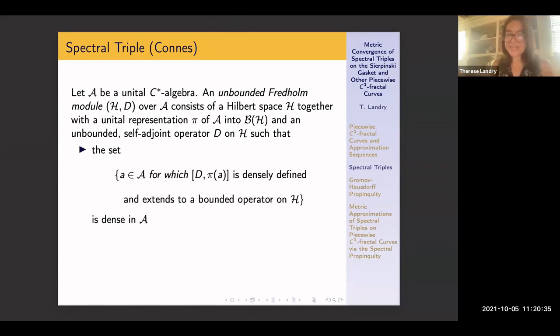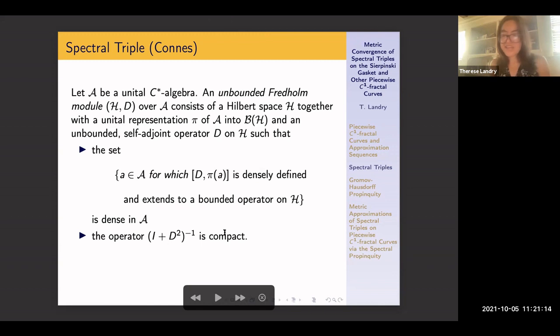With respect to that distinguished operator on the Hilbert space, the set of elements in the C-star algebra whose commutator with it is densely defined and extends to a bounded operator on the Hilbert space is dense. Based on considerations from quantum mechanics, the differential of an element in the C-star algebra is given by its commutator with this operator. Therefore, you can view this denseness condition as analogous to the denseness of C1 functions in C of X.